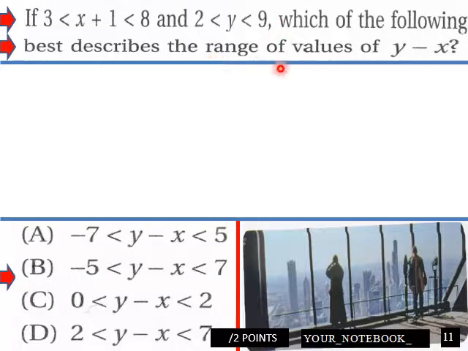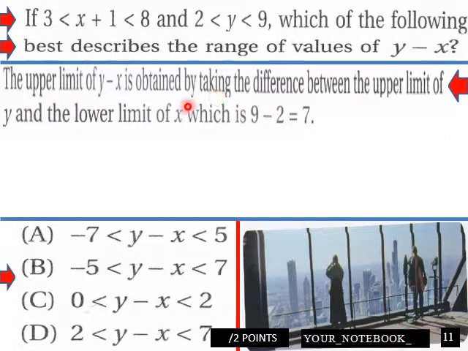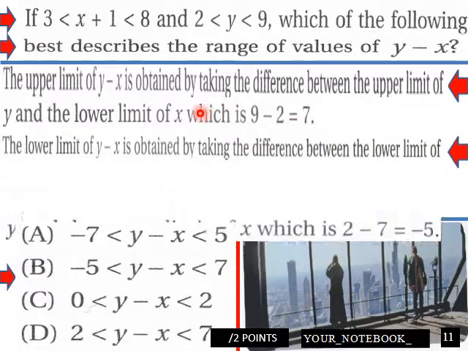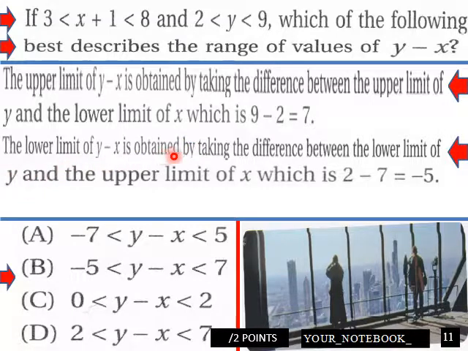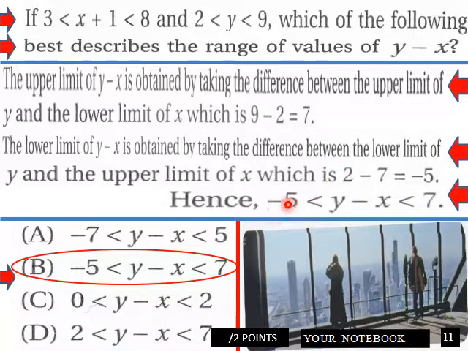Which of the following best describes the range of values for y minus x? The upper limit of y minus x is obtained by taking the difference between the upper limit of y and the lower limit of x, which is 9 minus 2 equals 7. The lower limit of y minus x is the lower limit of y minus the upper limit of x, which is 2 minus 7, which is negative 5. Hence, negative 5 is less than y minus x is less than 7. This would be the correct statement that best describes the relationship between these two inequalities.